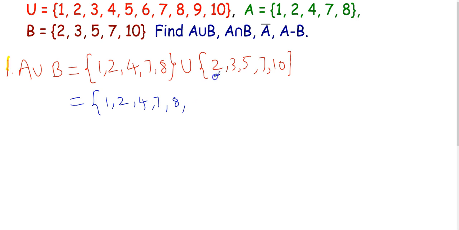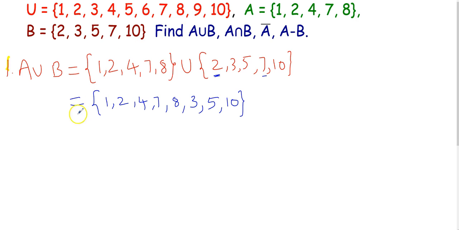So 2 is the first element, which is already considered. So I don't have to write 2 again. What about 3? 3 is not there. Go ahead and write 3. 5, I have to bring down 5. Then 7. 7 is already there, so don't worry about it. 10, I have to bring down. That's all. These are the elements which are present either in A or in B or in both of them. So that is what is A union B.